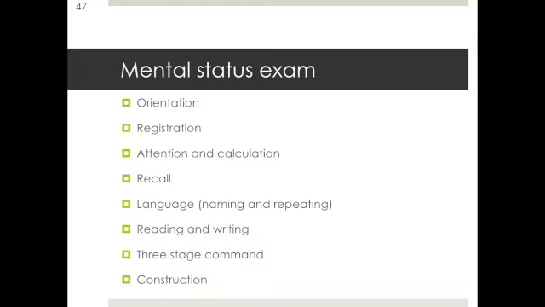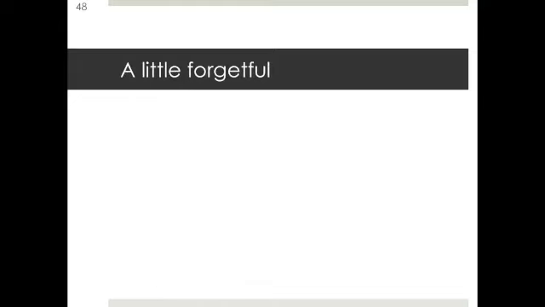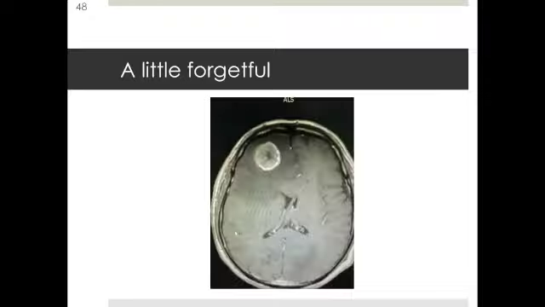You can also test for construction, right? So the ability to put things together, put words together, and put objects together. Now, a very good example of a person who shows up in the mental status exam as a little bit forgetful might then be transferred for an MRI, and you might then get something that looks like this, right? So a tumor, for instance, in the frontal lobe can show up in the neurological exam as memory problems.